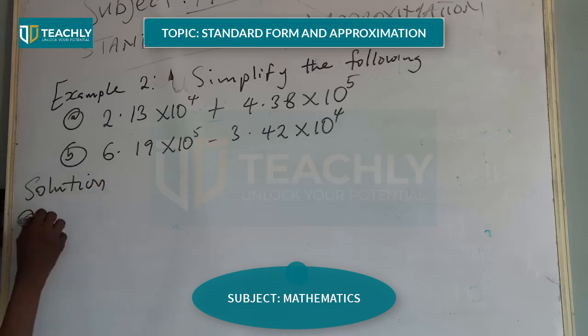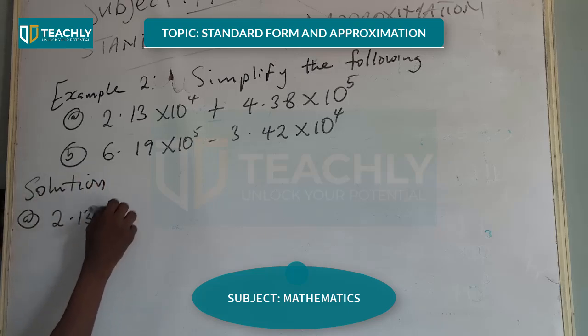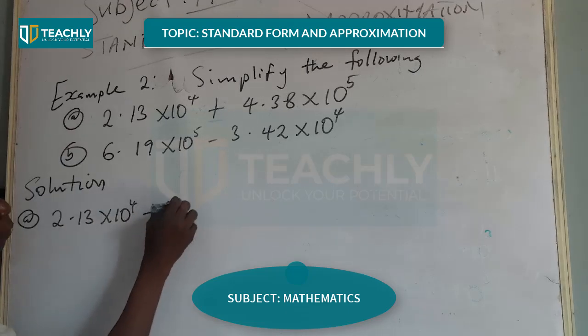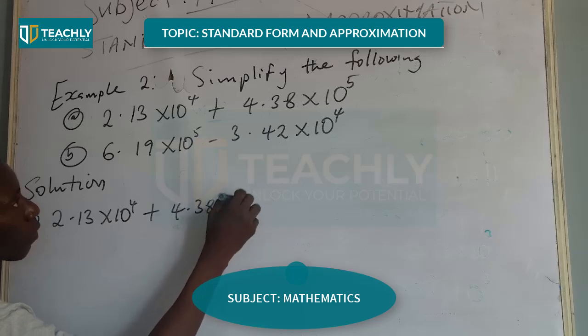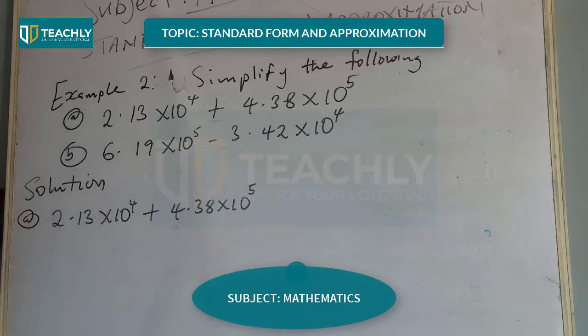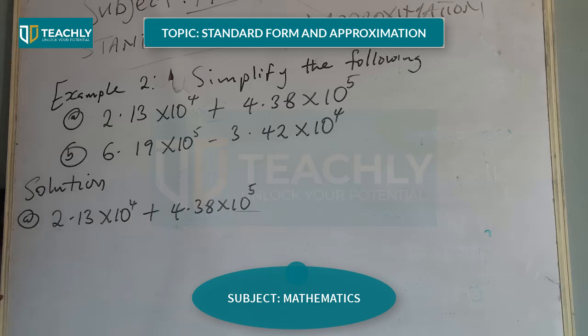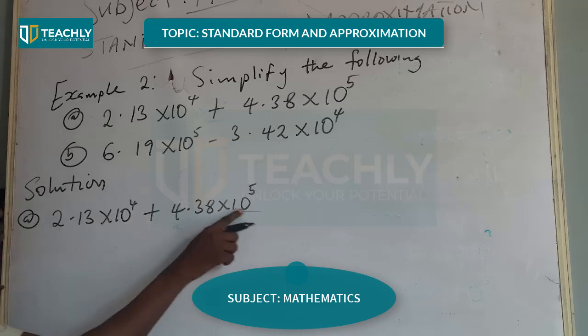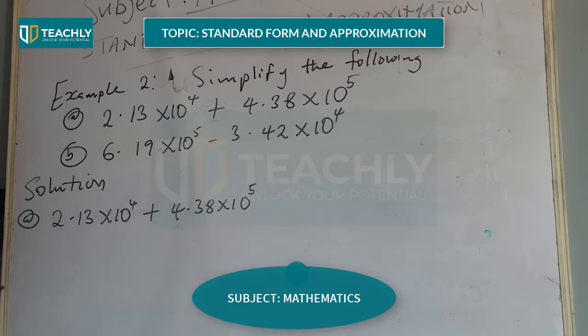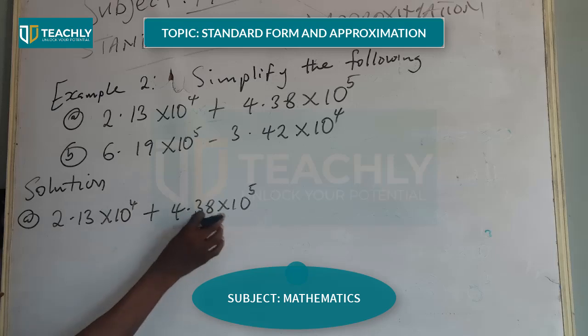First one. We have 2.13 multiplied by 10 to the power 4 plus 4.38 times 10 to the power 5. If we are to add this together, the power to which the 10 is raised here is 4, but here it is 5, so they are not the same. To add them, it would be better if they are in the same standard form. If the power of 10 is the same, it will be easy for us to add. So we can let this one be in this form, or this one in this form.